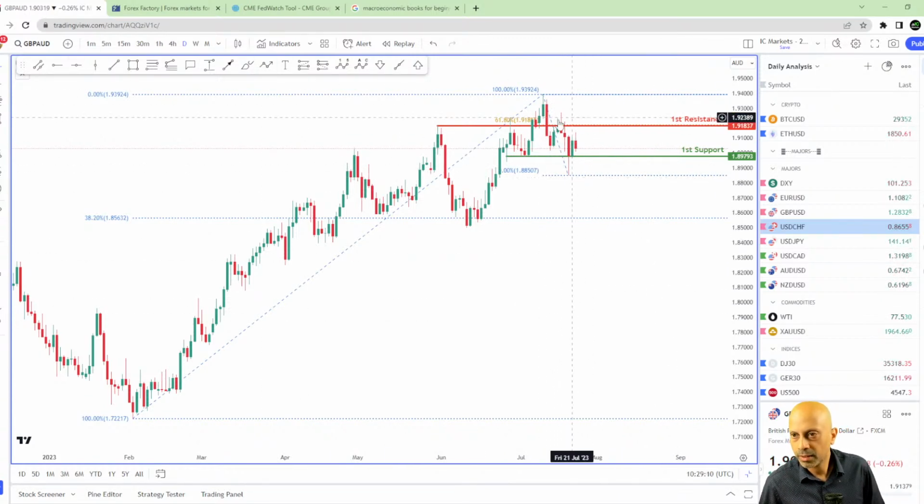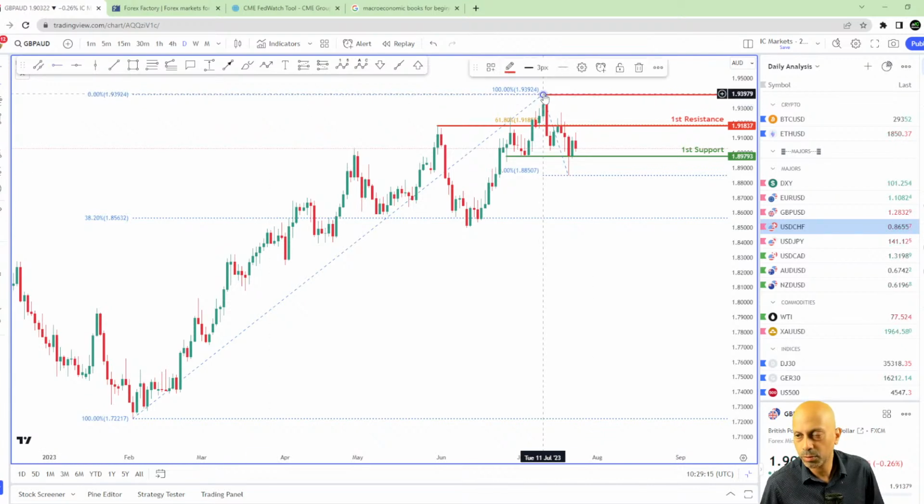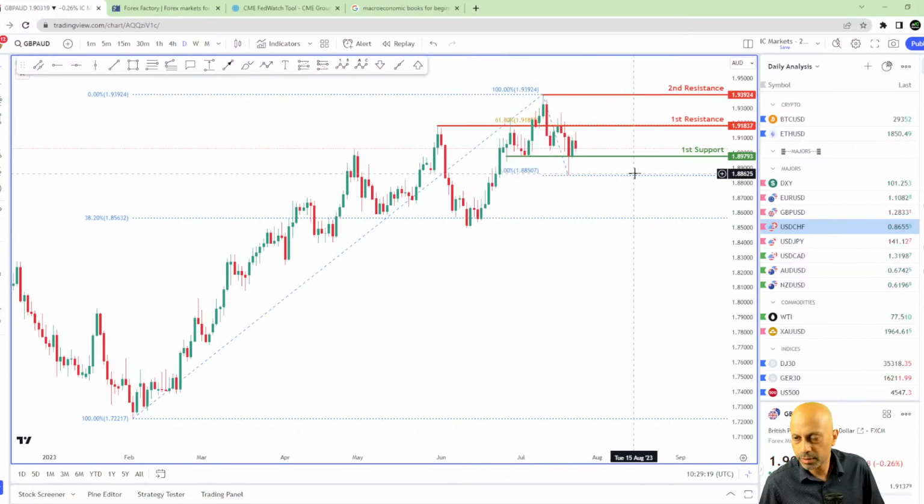Naturally, the second resistance on the daily chart would be the swing high. Second support, let's see, 38.